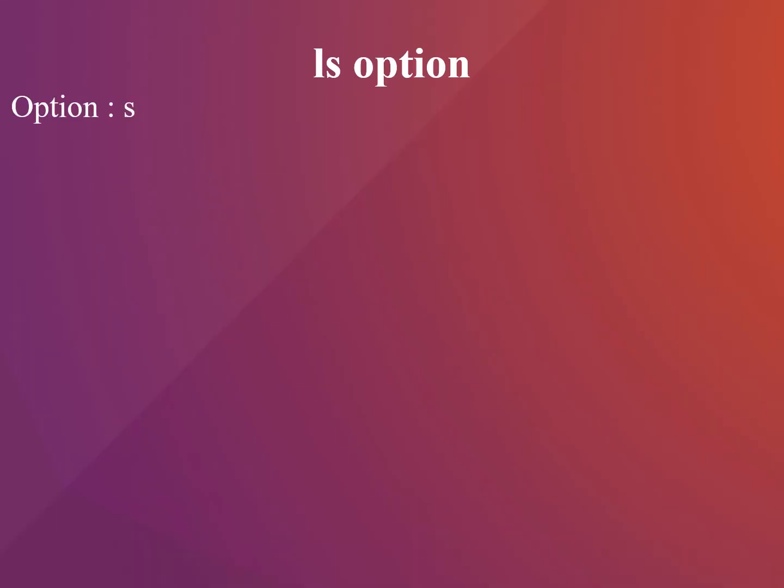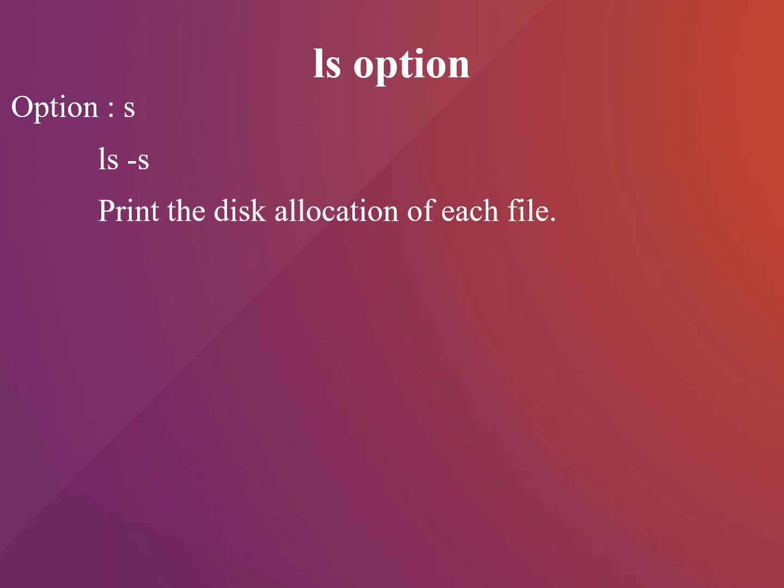ls with option -s prints the disk allocation of each file to the left of the file name. This is the amount of disk space used by the file, which is usually a bit more than the file's size, but it can be less if the file has holes. Normally, the disk allocation is printed in units of 1024 bytes.